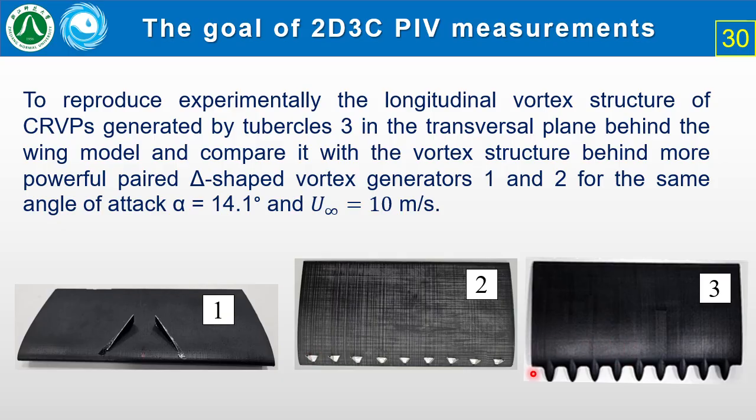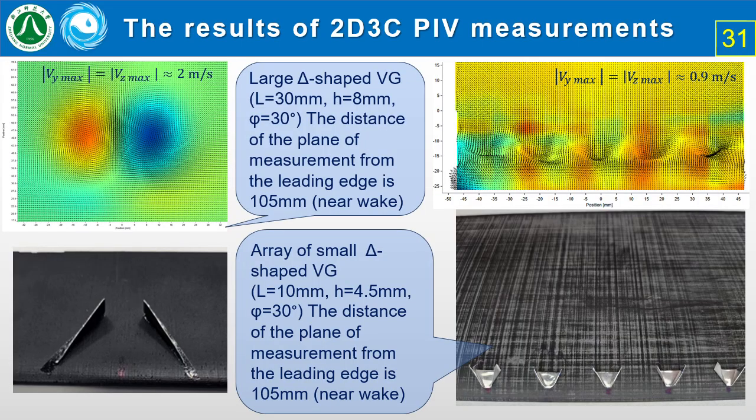And the last model is the wing model with tubercled leading edge. All these models were tested for the incoming flow speed of 10 meters per second and at the angle of attack of 14.1 degrees. The measurements were made in the transversal plane located in the near wake 5 millimeters from the trailing edge.